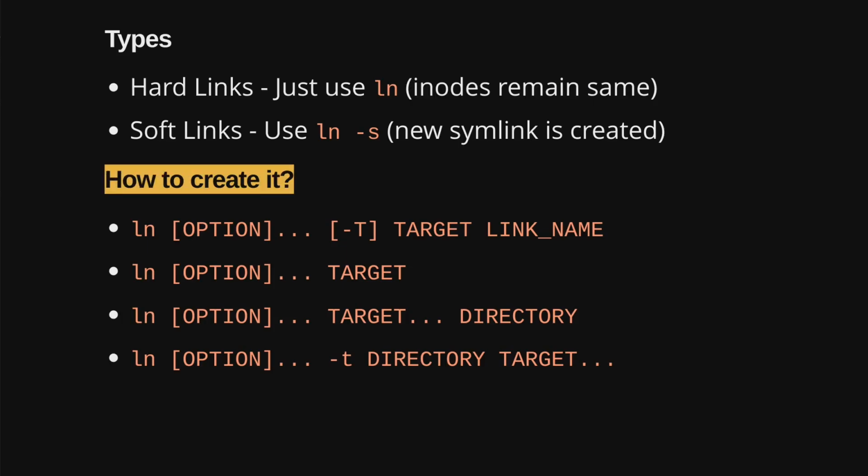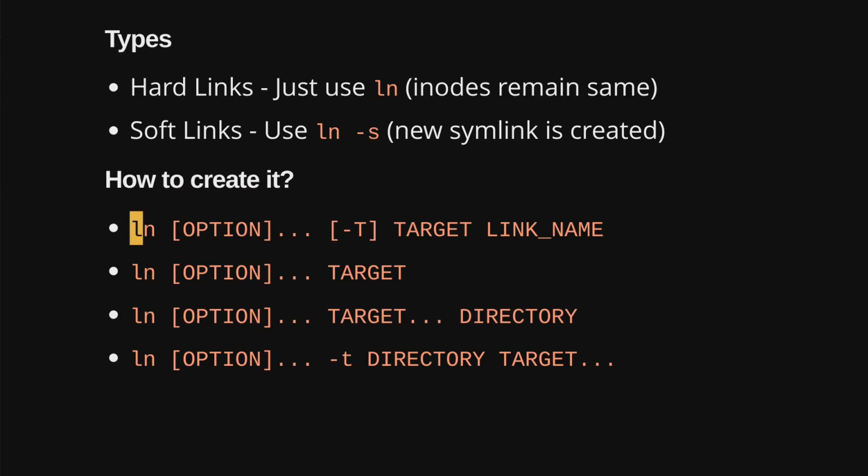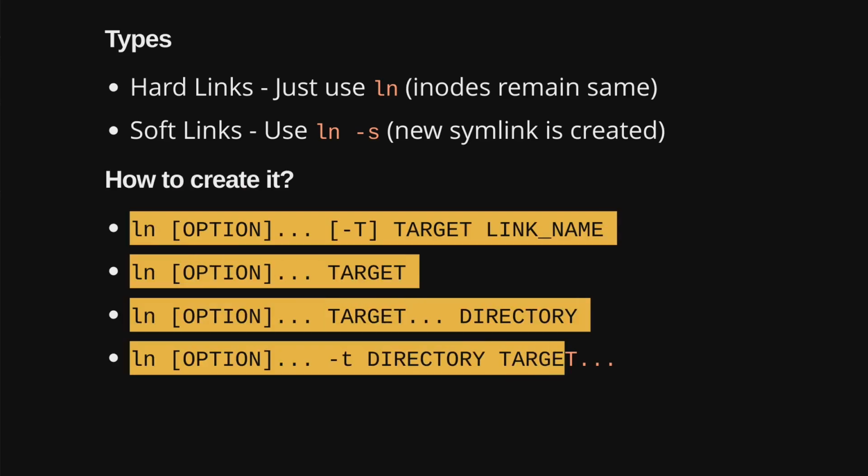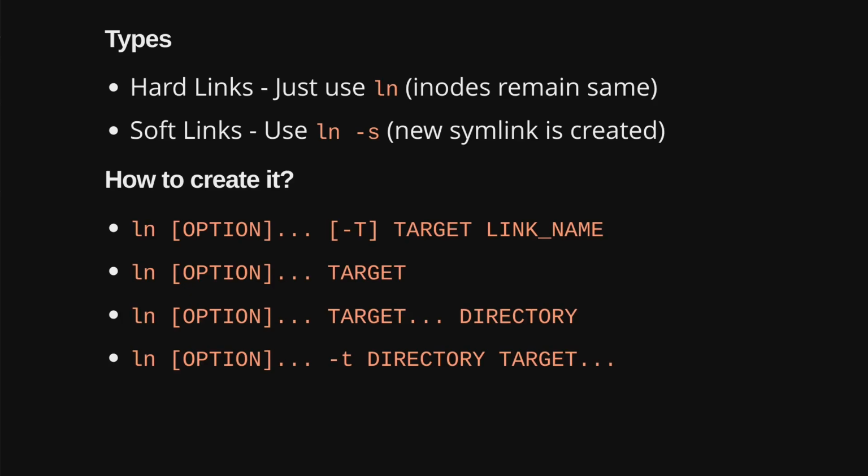So how to create a link? You can see that there are 4 uses of this, and all of these are very simple. I have taken it from the man page of the ln command that you can have a look at. The first one is the most common, and you will use it a lot. When you are using this, you don't need to specify a lot of things, but there are 2 essential things that you need to specify.